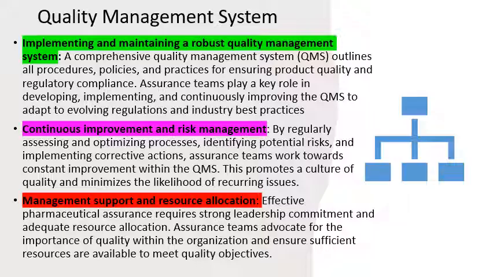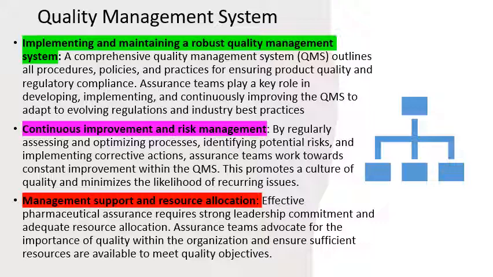Then we also have the quality management system. A quality management system refers to a set of structured procedures, policies, and practices that a company uses to ensure consistent quality in its products or services. It's like a roadmap for achieving and maintaining high standards. A comprehensive quality management system covers all aspects of the product or service life cycle, from design and development to production and delivery, and even after-sales support. It will leave no stone unturned in terms of quality control.